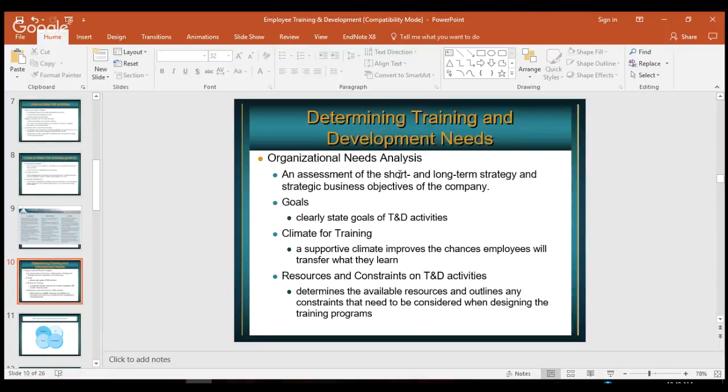We do the organizational needs analysis, and that is where we're doing assessment of the short and long-term strategy and strategic business objectives of the organization. We create the goals of the training development activities, and again, it has to be aligned to the overall strategic business objectives of the organization. Do we have the climate that supports training initiatives? And what are the resources and constraints on training development activities? So understanding that, do we have the in-house resource, the talent needed, or do we hire external skills needed to do the training?